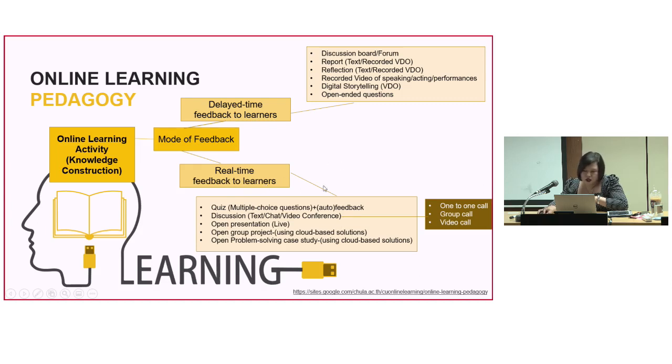And real-time feedback to learners. For real-time feedback, you can use a quiz. It's very simple, like a multiple choice question. Nowadays we have many programs to design multiple choice questions and give automatic feedback. Students can know the score automatically when they answer true or false. Or you can use real-time discussion, like a chat, where we talk to each other, so we can give feedback in real time.